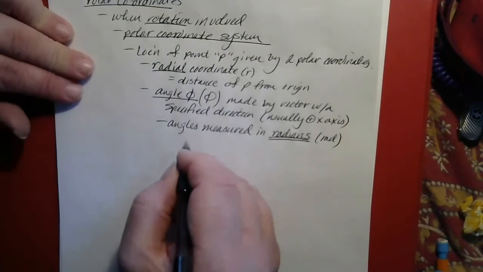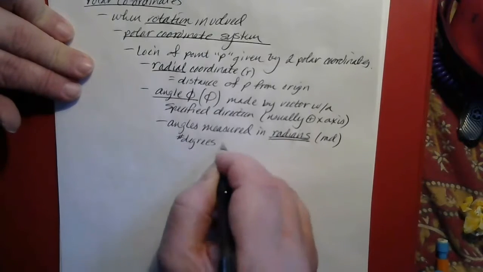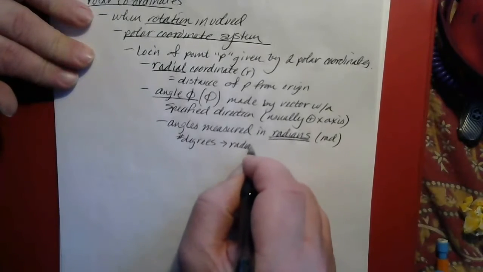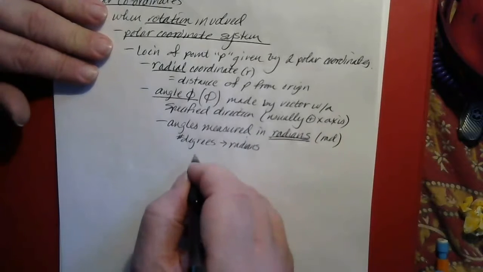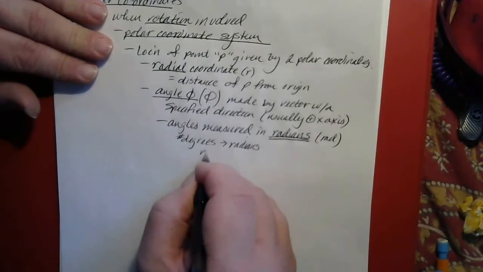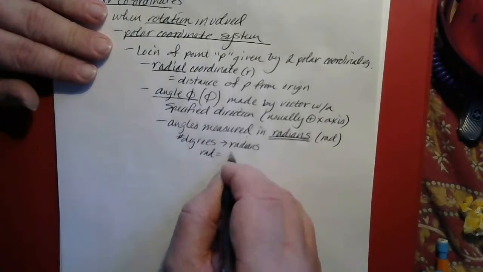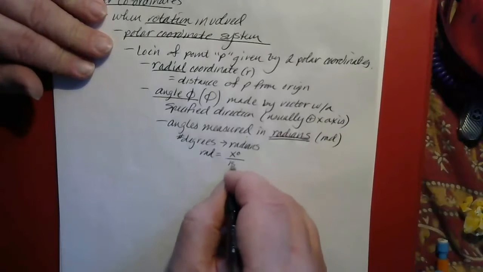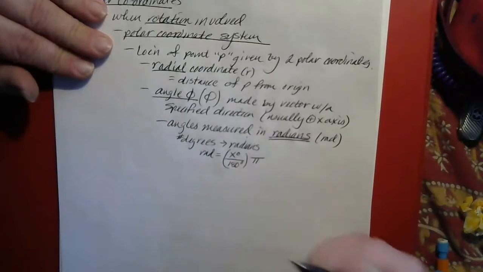And to convert a number of degrees to radians, mathematically, what you do is you take the number of degrees, whatever that is, we'll call it x, divided by 180 degrees, times pi.